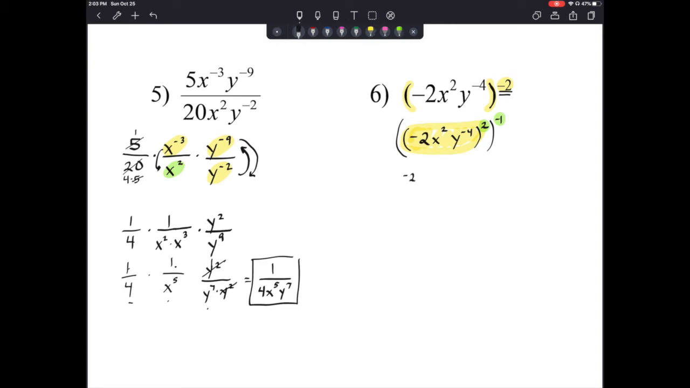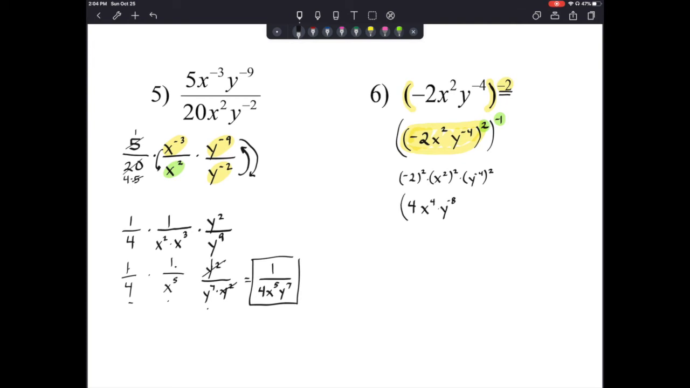So I've got a -2 to the second power times an x squared to the second power times a y to the negative fourth to the second power. I know that that's a negative exponent, and we'll deal with it in a second, okay? But let's just do this part of it first. -2 times -2 is 4. X squared to the second power is x to the fourth. And then y to the negative fourth to the second power is going to be y to the negative eighth power. Okay, so right now we still have all of that, okay?